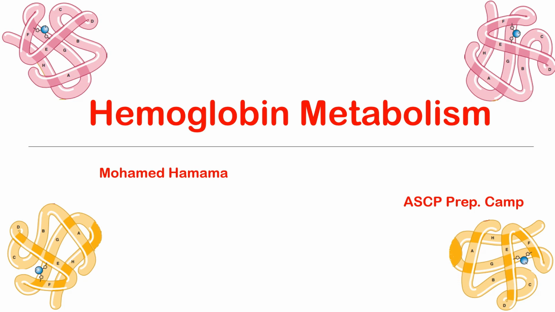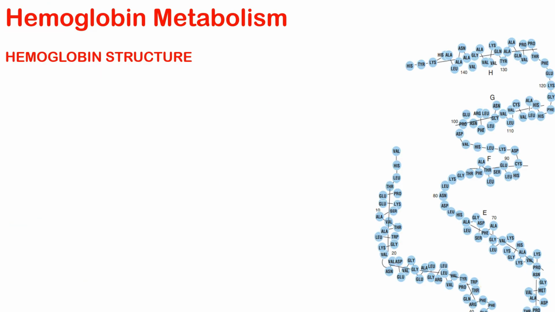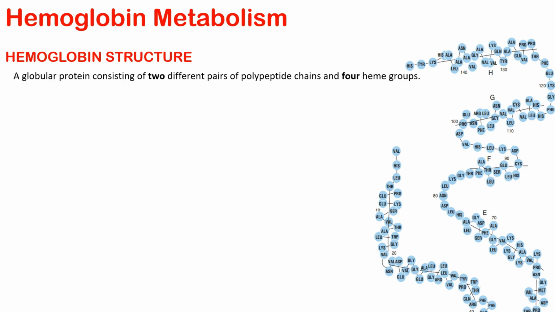In today's video, we will talk about hemoglobin metabolism. First, we have the hemoglobin structure. The hemoglobin molecule is a globular protein consisting of two different pairs of polypeptide chains and four heme groups, with one heme group embedded in each of the four polypeptide chains.